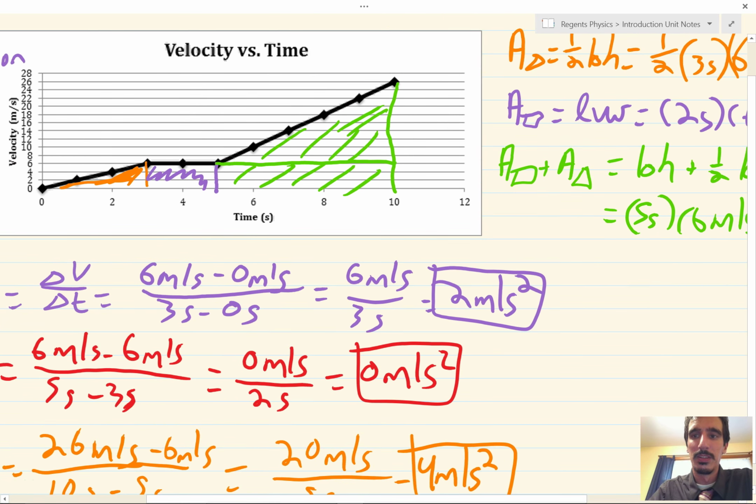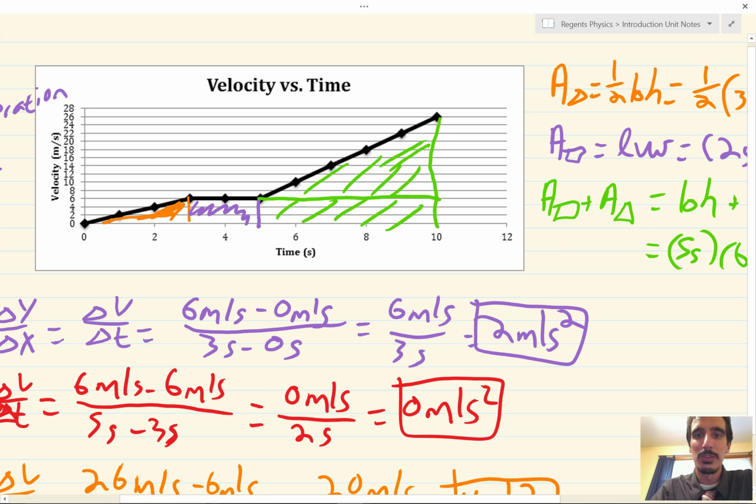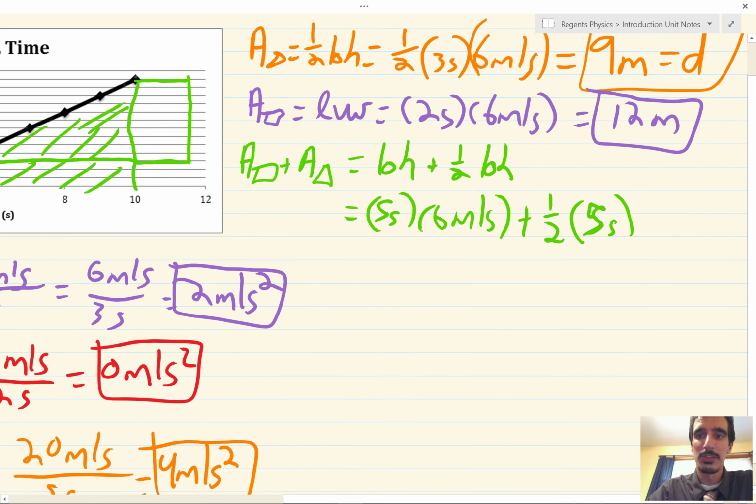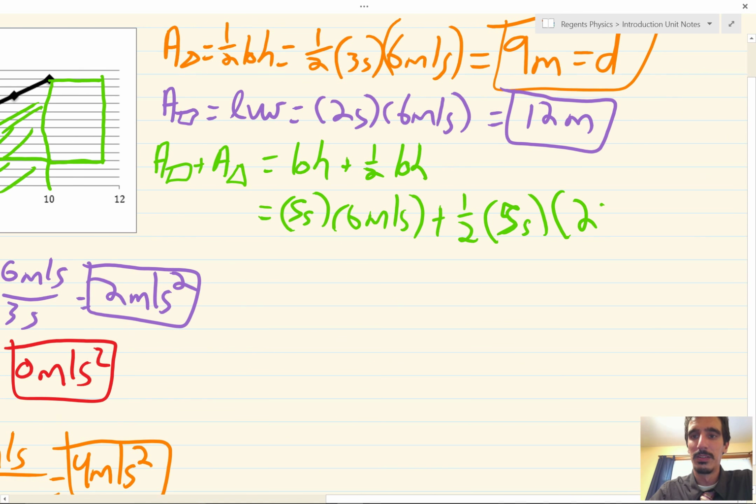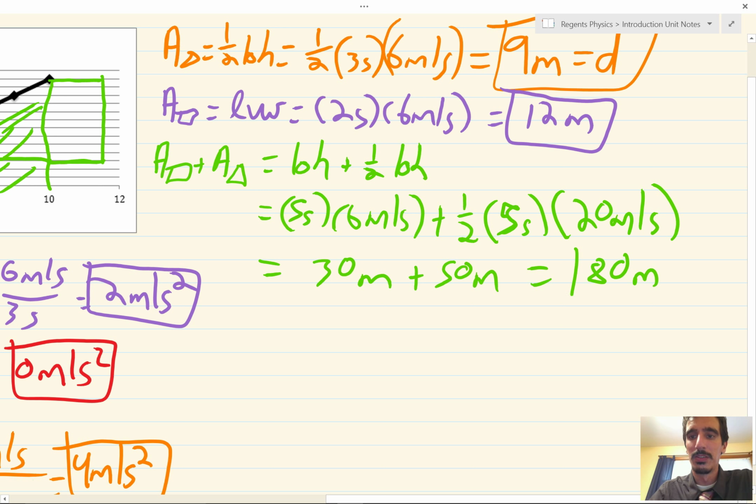And then the height. The height doesn't go from 0 to 26, it's going from 6 all the way up to 26. So from here to here. So the height is 26 minus 6, which is 20 meters per second. Hopefully I can do this mental math because I don't have the answer written down in front of me. 5 times 6 is 30 meters. 5 times 20 is 100. Half of 20 is 50, so plus 50 meters. And that gives us 80 meters for that distance.